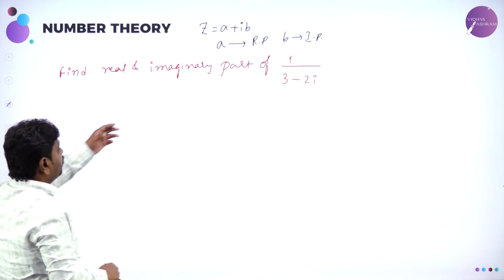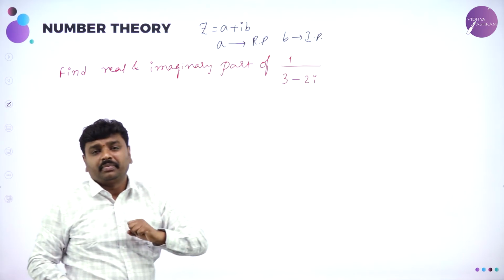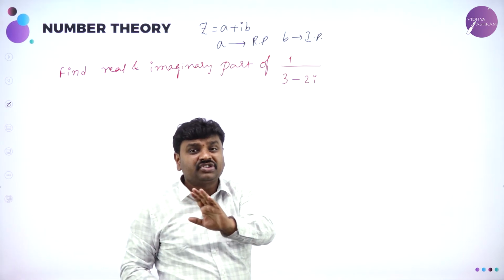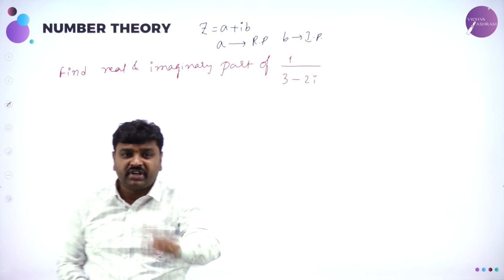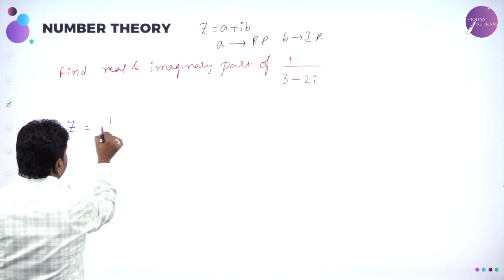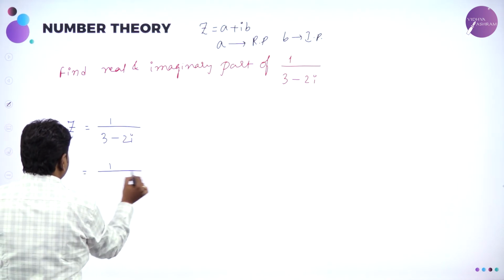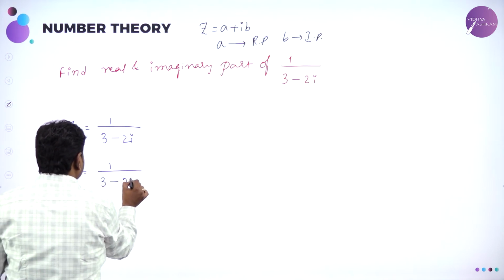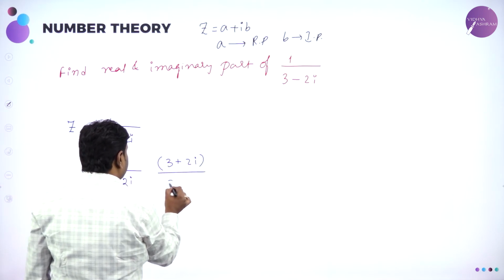I have given a problem where the problem is 1 divided by 3 minus 2i, it is not in a plus ib form. If you want to find the real part and imaginary part also, first you convert the given problem to a plus ib form. First we need to convert this to what form? A plus ib form. We will take z, z is what? 1 divided by 3 minus 2i, rationalize. If I rationalize, it will become 1 divided by 3 minus 2i, divide and multiply by what? 3 plus 2i, 3 plus 2i divided by 3 plus 2i.